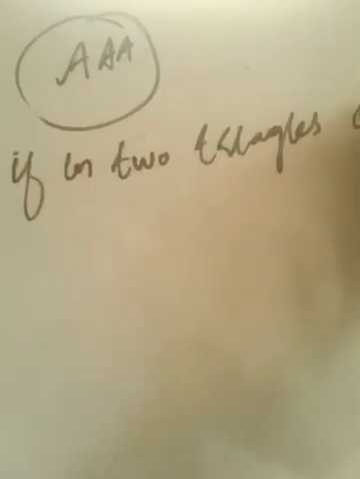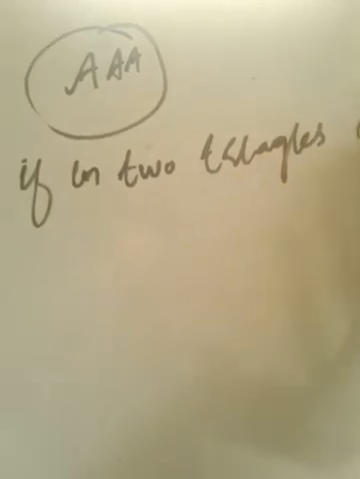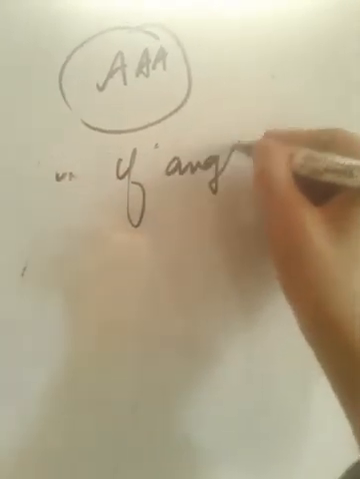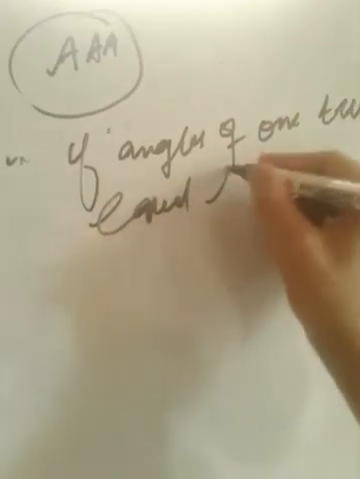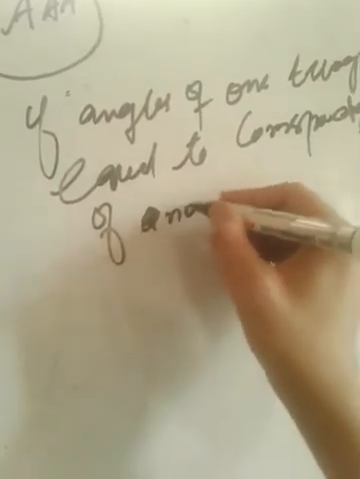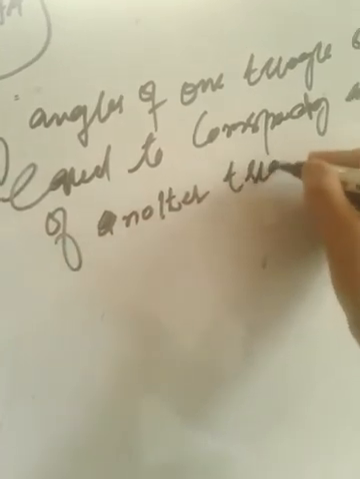So we will write: if the angles of one triangle are equal to the corresponding angles of another triangle, then the triangles are similar.